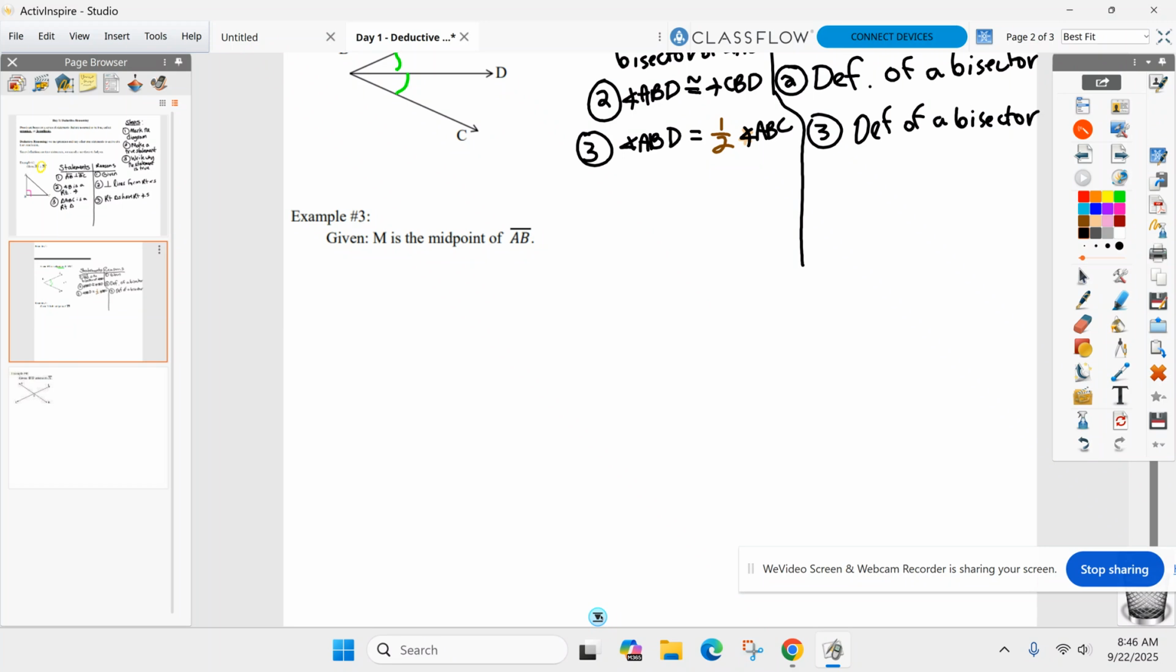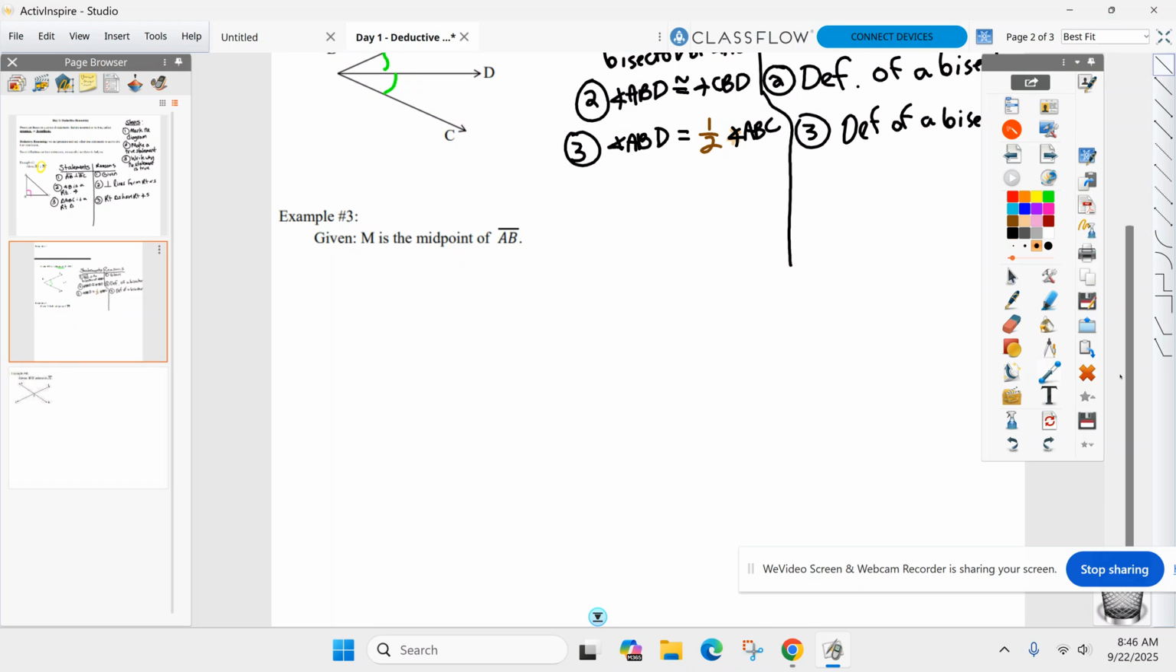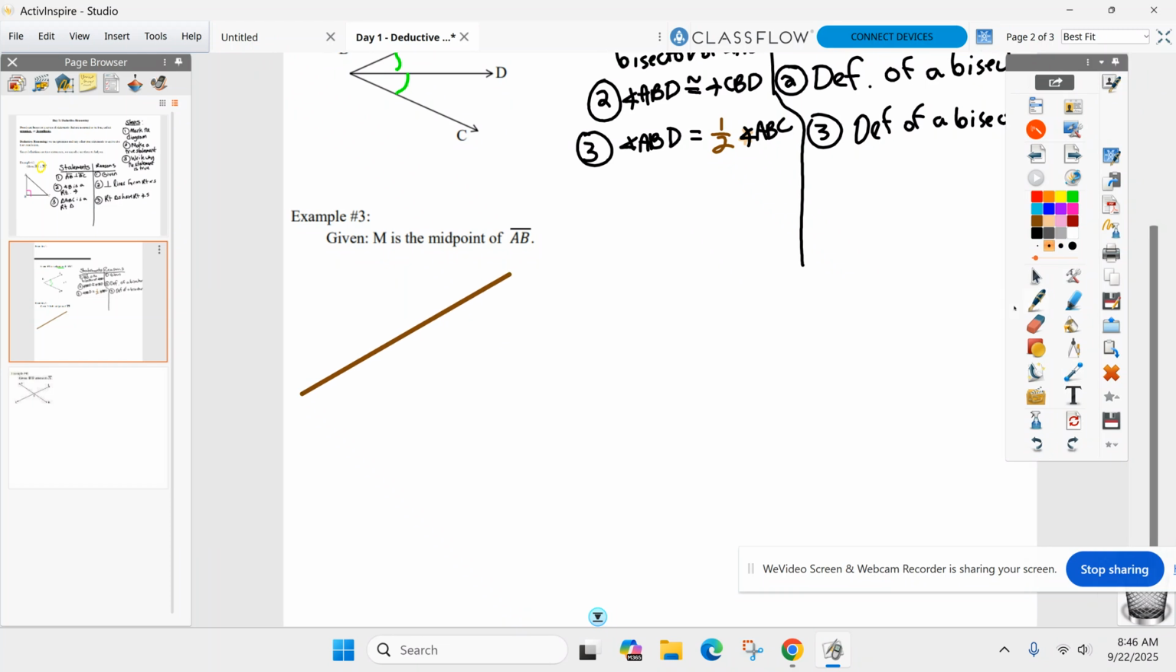All right, M is the midpoint of AB. And mark it with the correct markings, because that's what I want you to do first. Mark your diagram. Again, vocab term, midpoint. It's a tough problem if you don't know what a midpoint is.